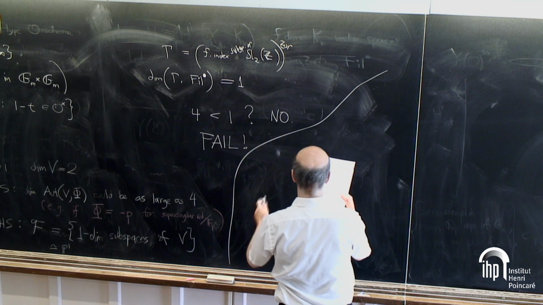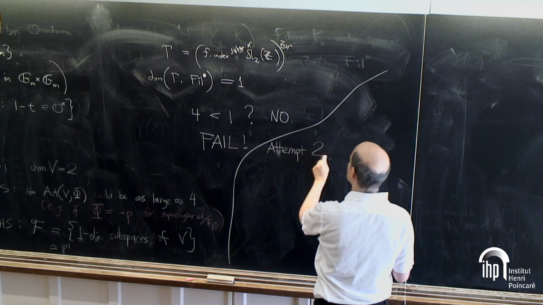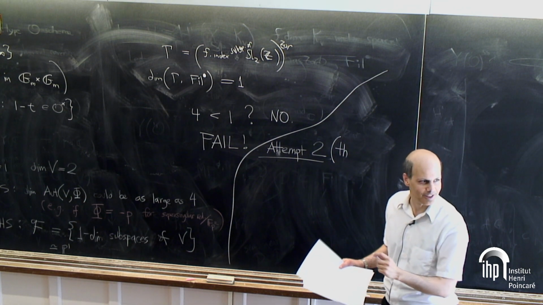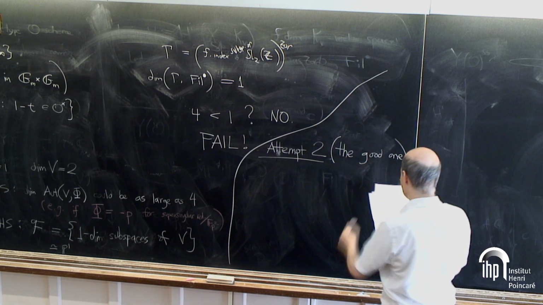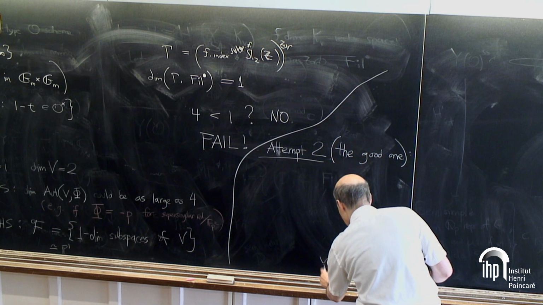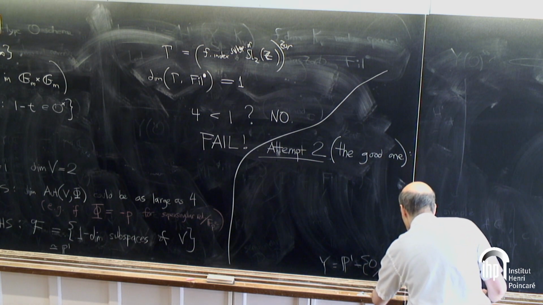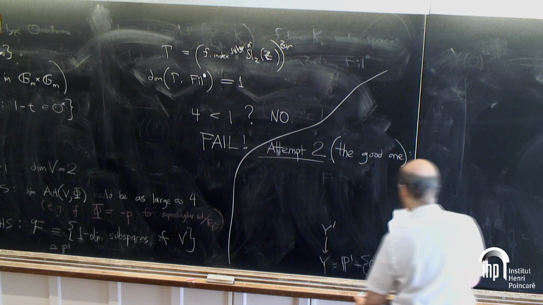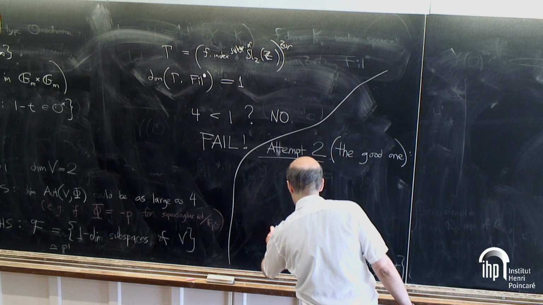Now this is going to be attempt number 2. And actually, there's not going to be an attempt number 3, because attempt 2 is going to work. So this is the good one. The plan is going to be to do this. So Y is still P1 minus 0, 1, infinity. But I'm going to start by choosing a finite étale cover Y prime, given by the mth power map for some m.